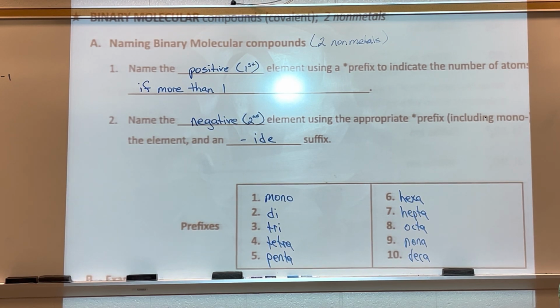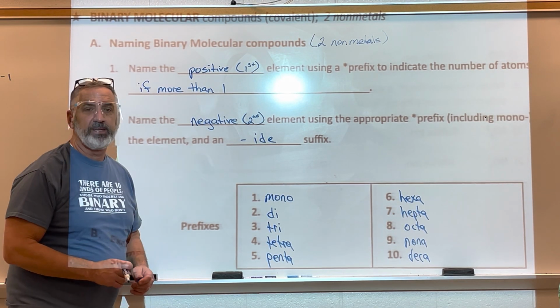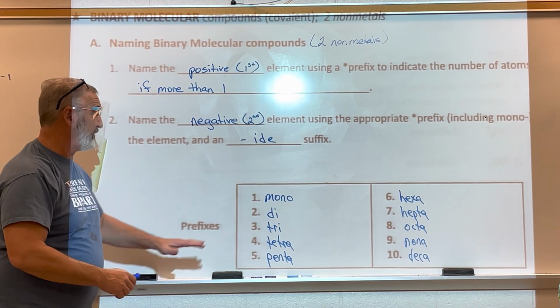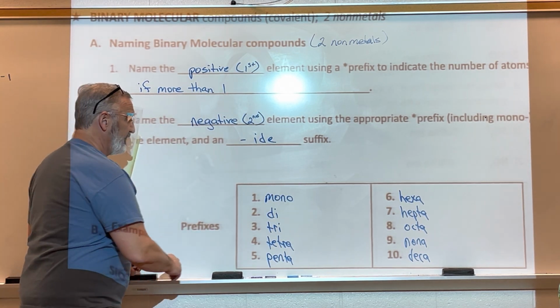So these are the easiest ones of all to name and write formulas because you don't have to worry about balancing charge. You don't have to worry about Roman numerals. Prefixes tell you everything. Okay? So now you guys have this, so you can just keep referring to what's written down. Okay? Very simple.